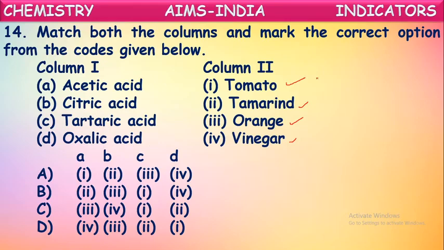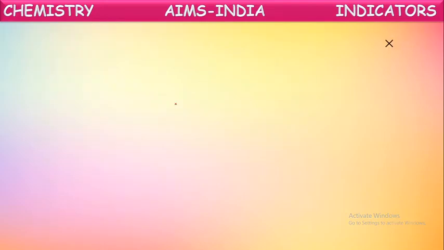See the matching here. Now select the correct option. A is matched with 4. A is matched with 4 only in D. Okay, this will be the correct answer. Now let us check the remaining also. B3, yes. C2, of course. D1, yeah, it is correct matching. Okay, acetic acid is in vinegar, citric acid is found in oranges, tartaric acid is found in tamarind, oxalic acid is found in tomato. Okay, next.